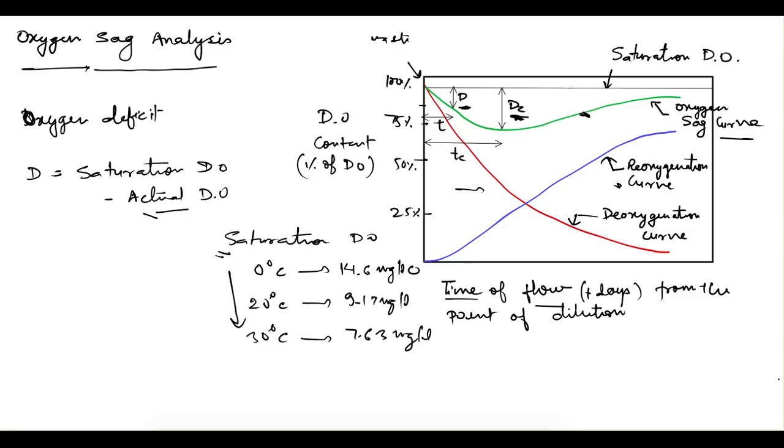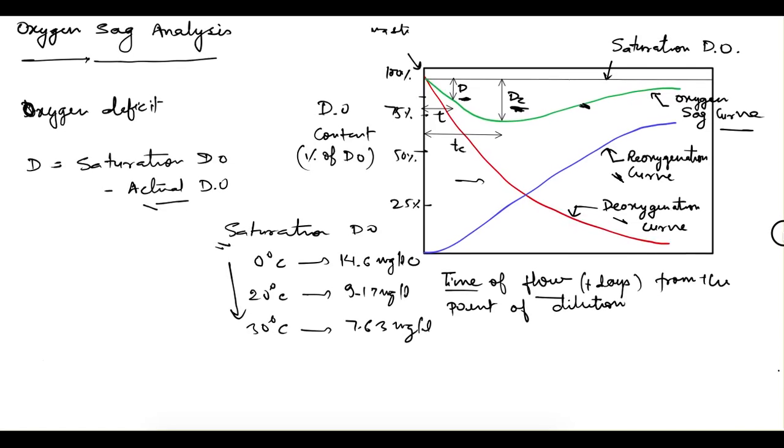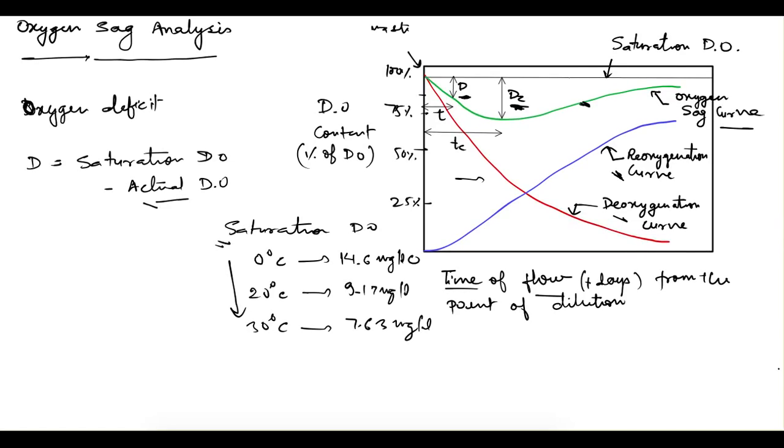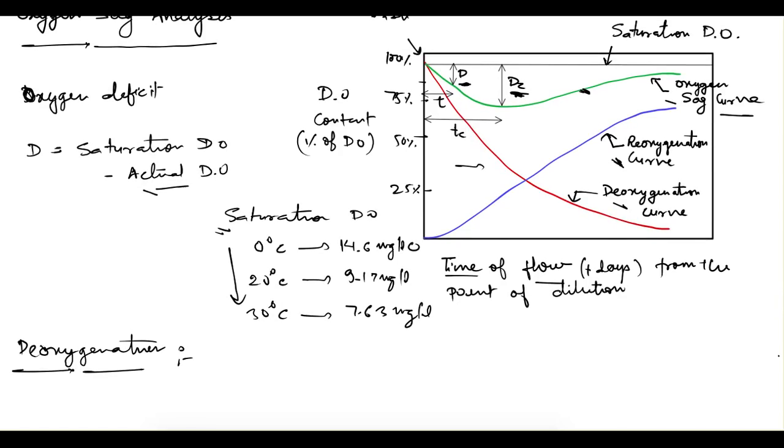It is made up of two curves. It is a combination or the outcome of two processes that take place in the stream. The first one is deoxygenation and the next one is reoxygenation. Let's try to understand these two, and we'll try to formulate an equation for this oxygen sag curve. As I said, two processes are involved. The first one is deoxygenation. As we introduce the wastewater in the stream, it will start to consume the oxygen, so this deficit will keep on increasing.